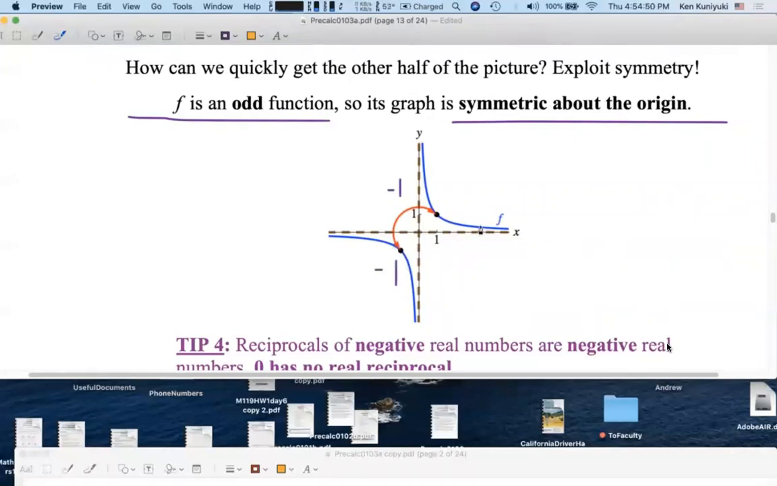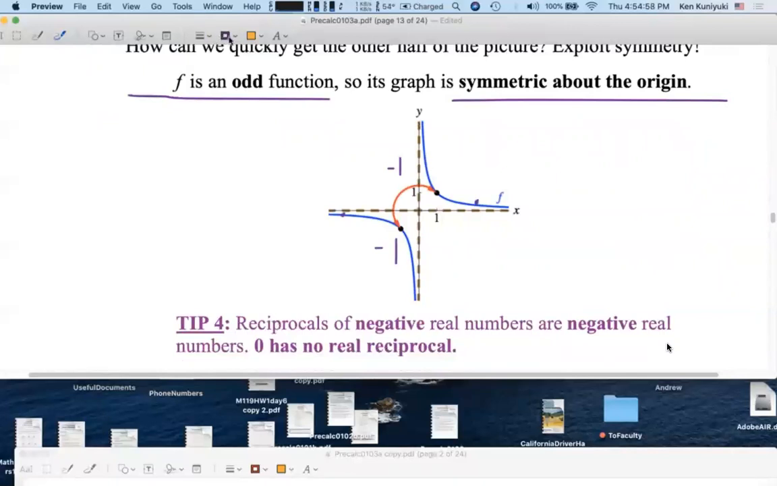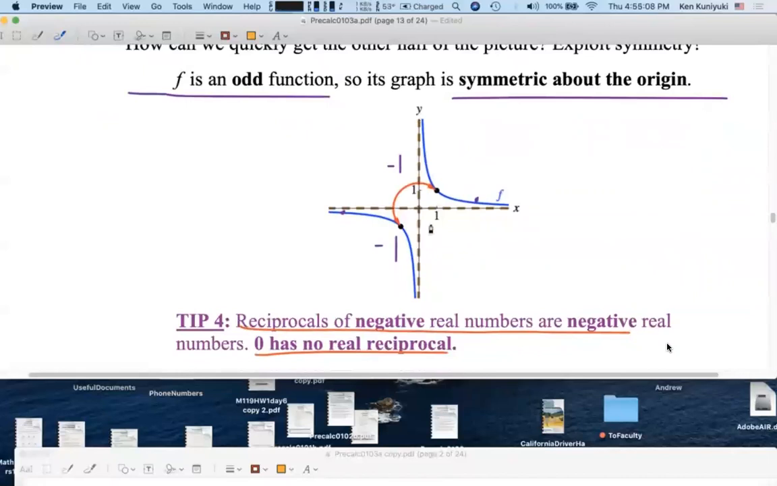So it makes sense that if (x, y) is a point here, then (opposite of x, opposite of y) will be a point here. Reciprocals of negative numbers are themselves negative. And 0 has no real reciprocal. That's why we don't have any points on the y-axis. We do, however, have an HA at the x-axis and a VA at the y-axis. All right, that's the graph.